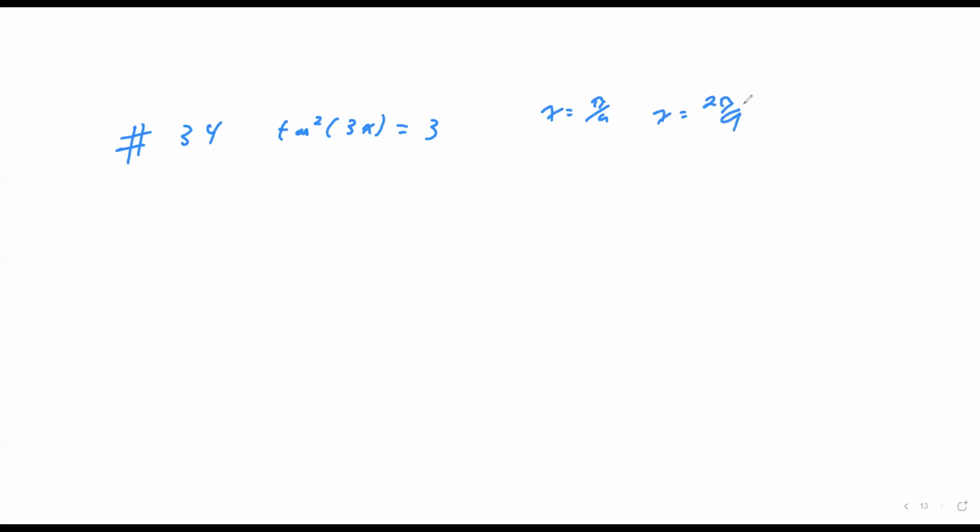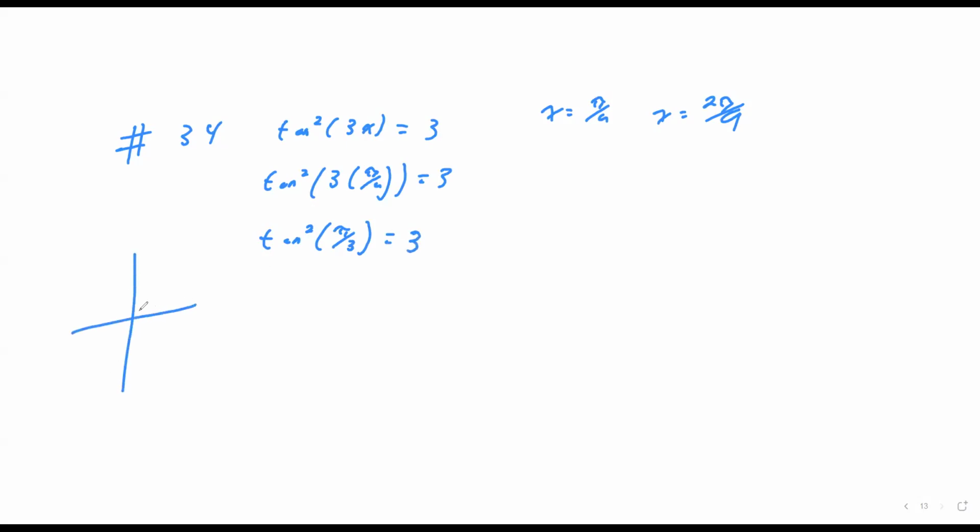So all we've got to do when you're given this type of question on the homework is just plug it in. So tan squared 3 times pi ninths equals 3. So this will become tan squared of pi thirds equals 3. At pi thirds, which is located right here, this would be 1/2, square root 3 over 2. Keep, change, flip. This would just be the square root of 3 squared, 3, and then that would cancel. So 3 equals 3, and you would verify.